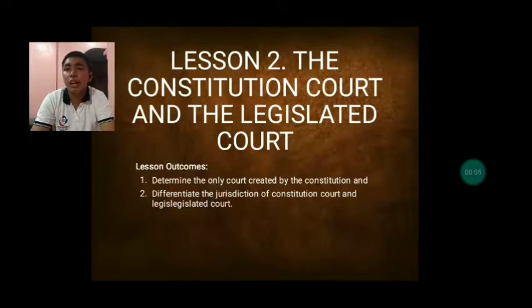Let's proceed to lesson 2: the Constitutional Court and the Legislative Court. The lesson outcomes. After the lesson, you should be able to determine the courts created by the Constitution and differentiate the jurisdiction of the Constitutional Court and the Legislative Court.